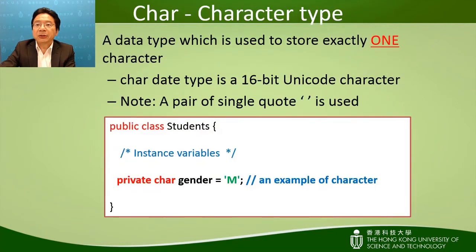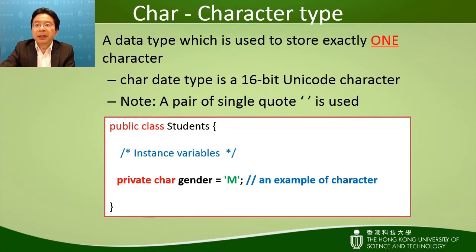We have introduced the character type char when we talked about primitive data types. So char is one of 8 primitive data types. Char is used for storing exactly one character. Java uses 16 bits so that it can represent characters encoded using 16-bit Unicode, which is used to represent many other languages in addition to English. Remember that a pair of single quotes is used for representing a character in char.